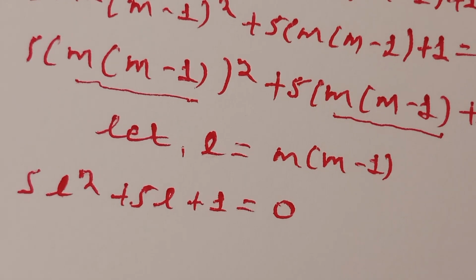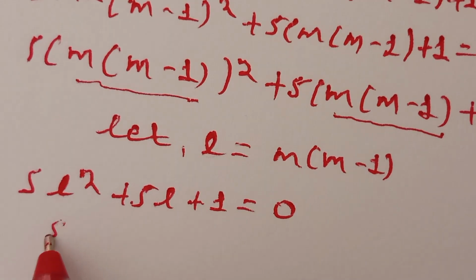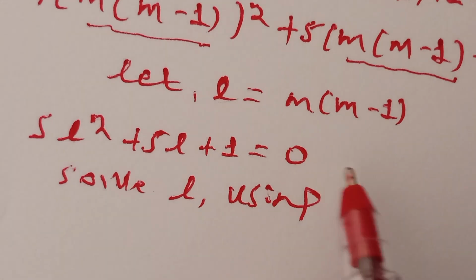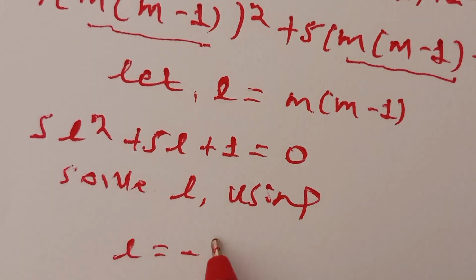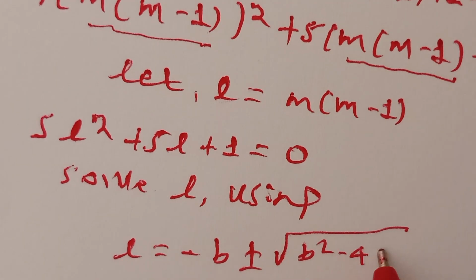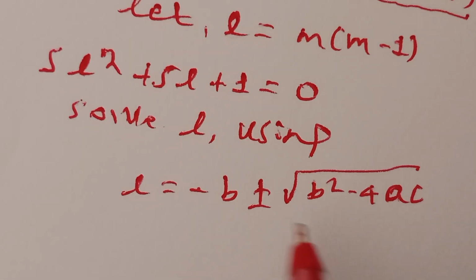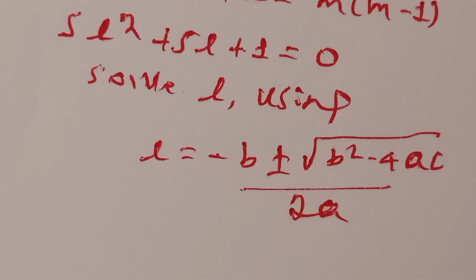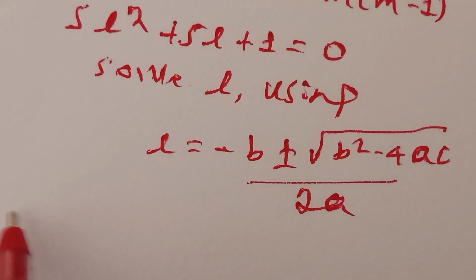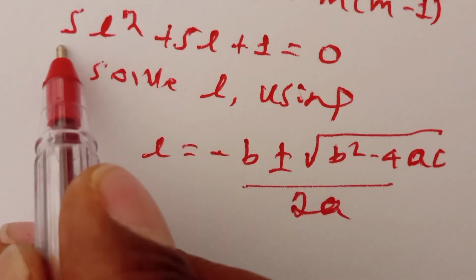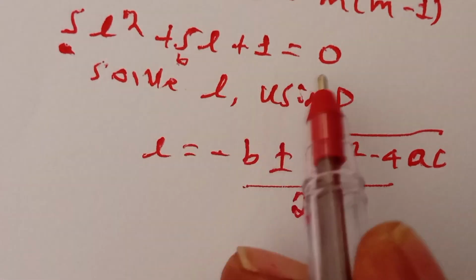So solve this L using the quadratic formula. L is equal to minus b plus or minus the square root of b squared minus 4ac over 2a. So this L, here is a, here is b, here is c.